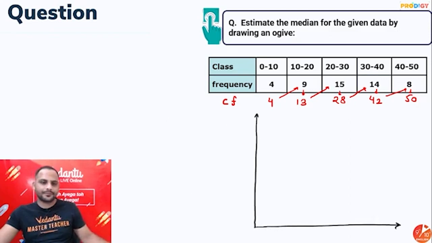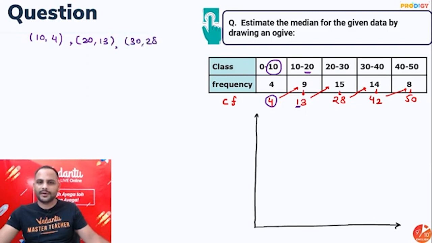Now, on the x-axis, which points are we going to plot? Take the upper class limit of a class. The upper class limit of this class is 10, and take the cumulative frequency, so 10 comma 4. Similarly, in the next one, 20 comma 13. Then 30 comma 28, then 40 comma 42, and 50 comma 50.